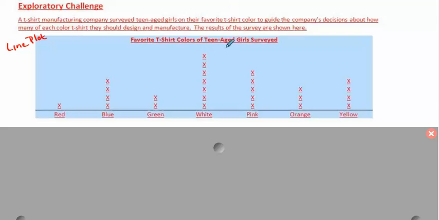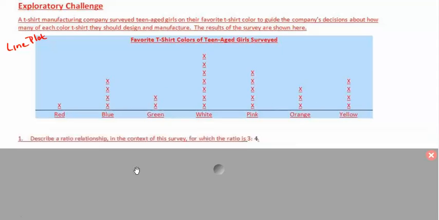Okay? So this is what this is. These are all t-shirt colors. Each of these is somebody said that was their favorite color. So one person said red was their favorite. 1, 2, 3, 4 people said blue were their favorite, and so on. Okay? The nice thing about a line plot is it kind of shows you the shape of the data, and you can very easily see that the white t-shirt was the favorite. Okay? You can very easily see that red was the least favorite. Okay? So we're going to ask some questions based on this.